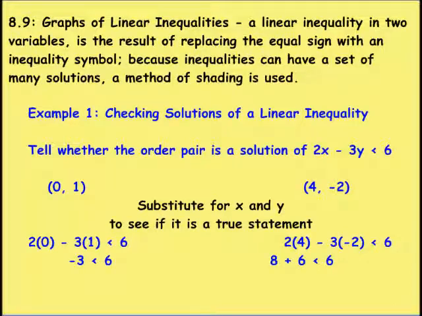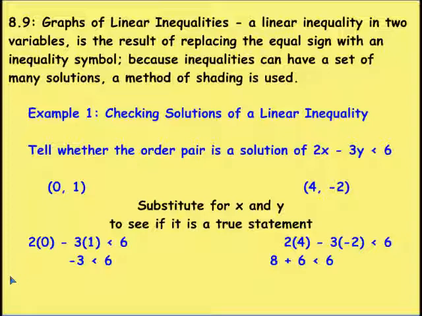Our final new concept in Chapter 8 is going to be graphing linear inequalities. We have done this before on number lines, graphing inequalities, but now graphing linear inequalities, we'll be putting them on a coordinate grid. So a linear inequality is two variables and is the result of replacing the equal sign with an inequality symbol. Because inequalities can have a set of many solutions, a method of shading is going to be used.